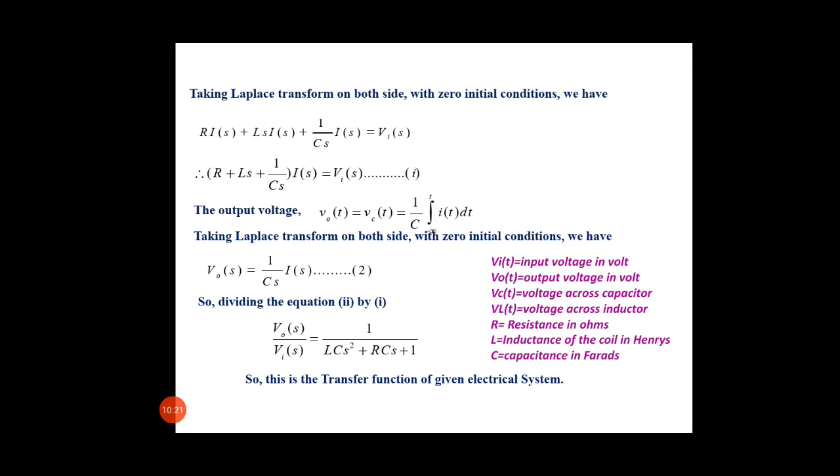And after dividing the output transform by the input transform, we find this equation where V_0(s) divided by V_i(s) is equal to 1 by (LCs square plus RCs plus 1). And this is the transfer function of the given electrical system. Given electrical system means RLC system. So in this way we can find the differential equation model or transfer function model of an electrical system.